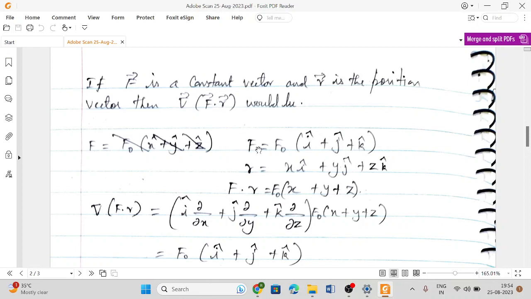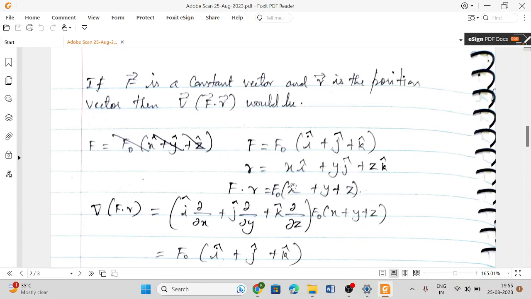So in general I can write f is equal to f naught, as I told, it is a constant. F is equal to f naught times i plus j plus k. So f naught is a number, and i, j, k are unit vectors. It's a general formula. And for our position vector, we denote it by x, y, and z. Obviously, unit vectors can be written as i, j, and k. To take the dot product f dot r, obviously we will be getting a scalar.